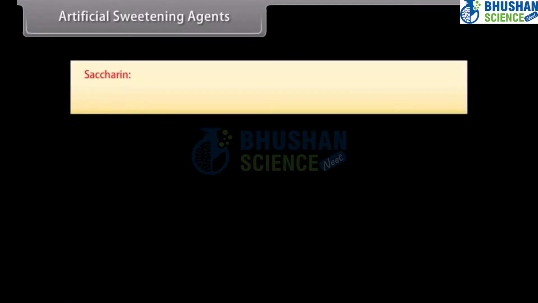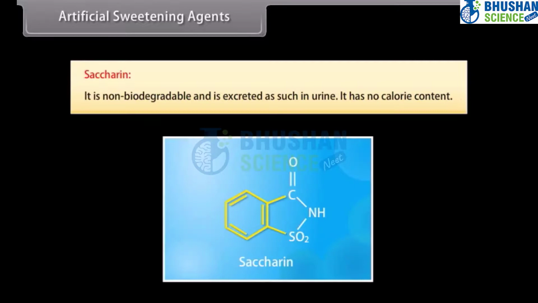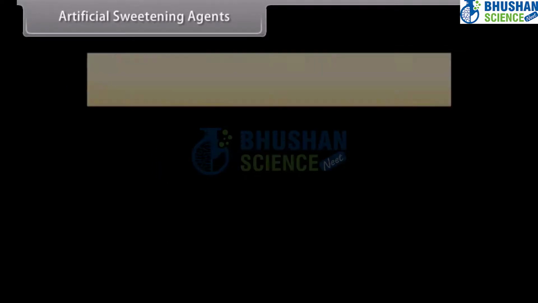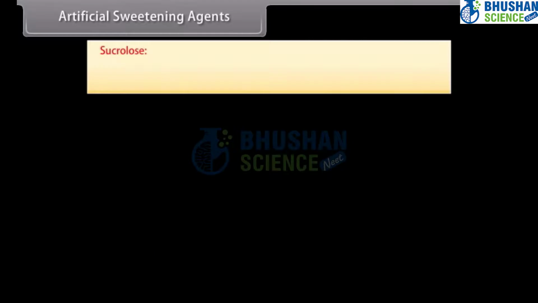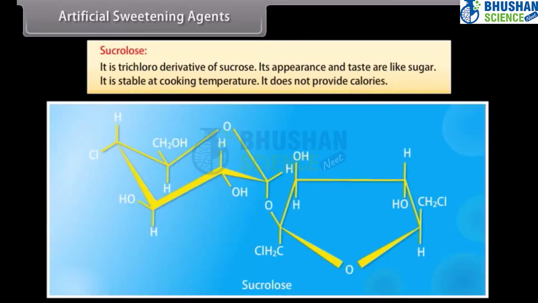Saccharin. It is non-biodegradable and is excreted as such in urine. It has no calorie content. It has proved to be a lifesaver for countless diabetics and is used for those who need to control intake of calories. Sucralose. It is a trichloro derivative of sucrose. Its appearance and taste are like sugar. It is stable at cooking temperature. It does not provide calories.